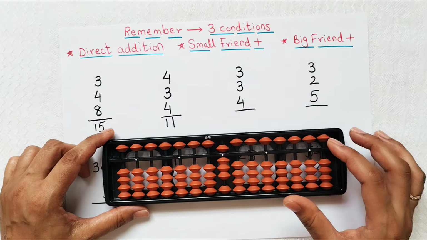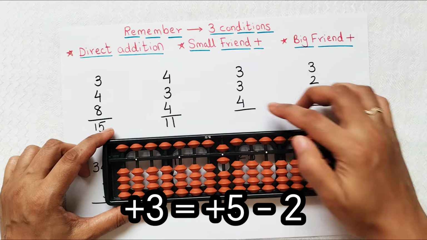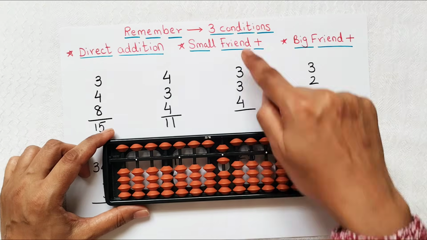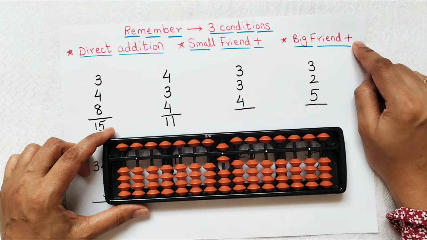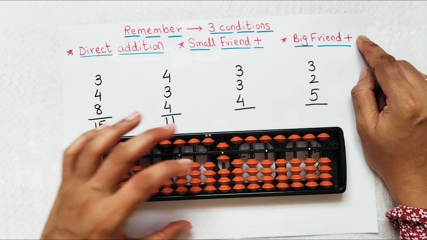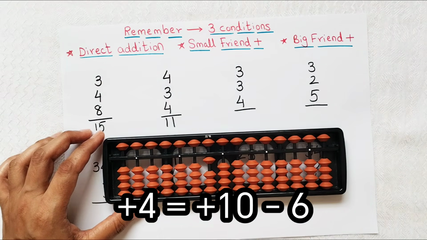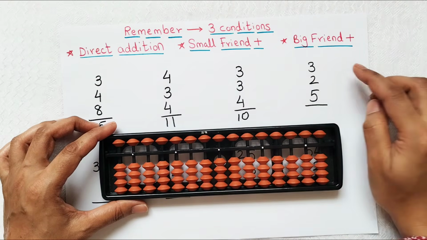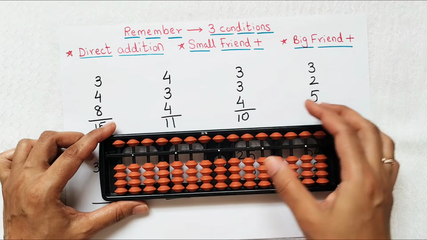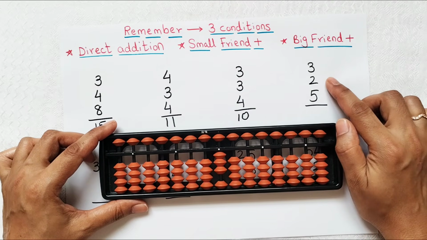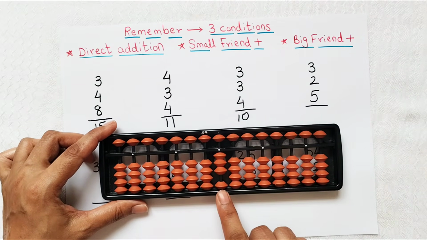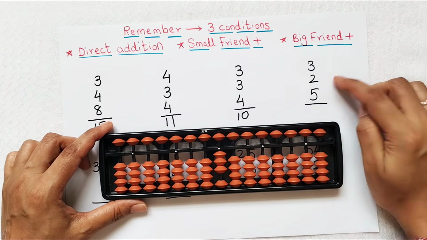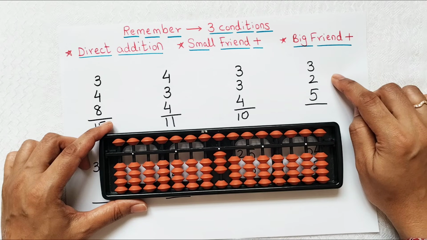Next one, 3 plus 2 plus 5. So 3 plus 2 plus 2. Direct addition, not possible. Small friend, yes, we can do it. So who's the friend of 2? 3. Very good. So the formula says add 5 and less 3. Now add 5. How will I add 5? Direct addition is not possible and 5 is also a big number. So it is add 10 less 5. My answer is 10.